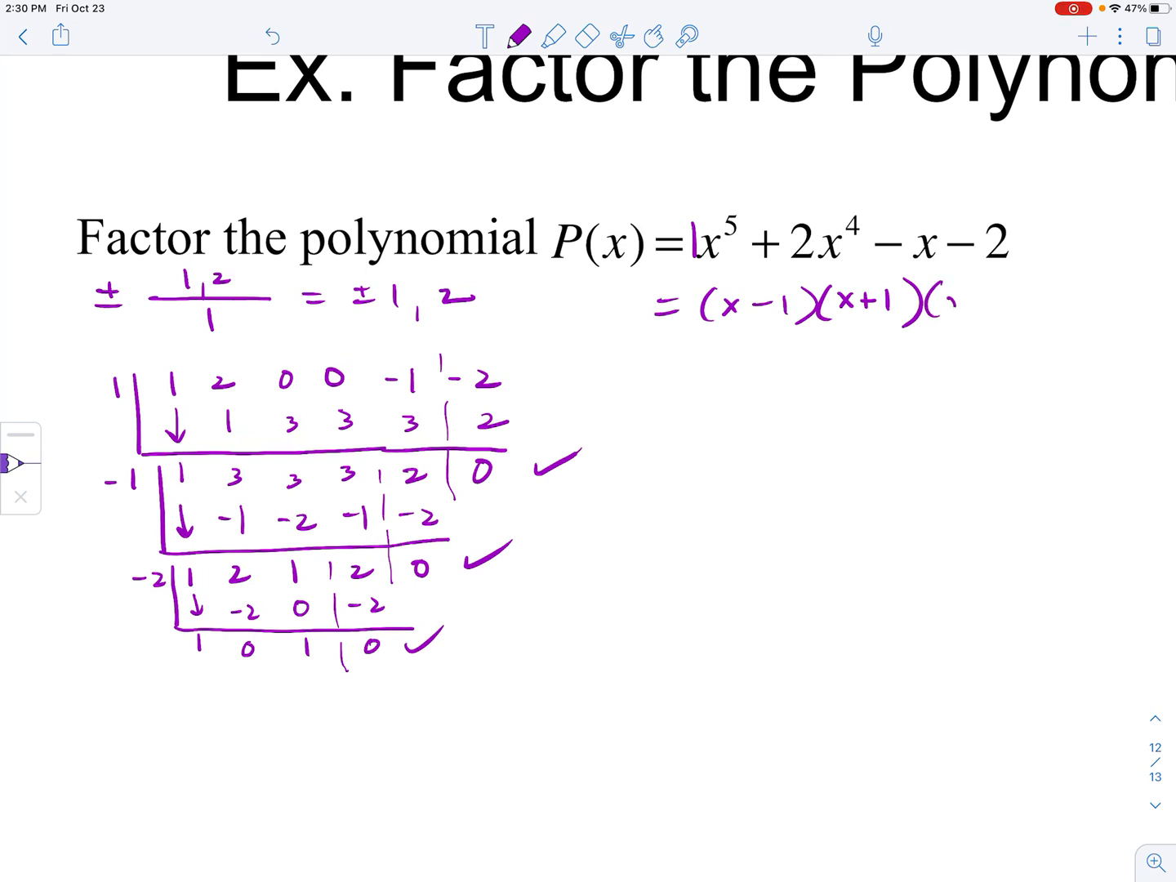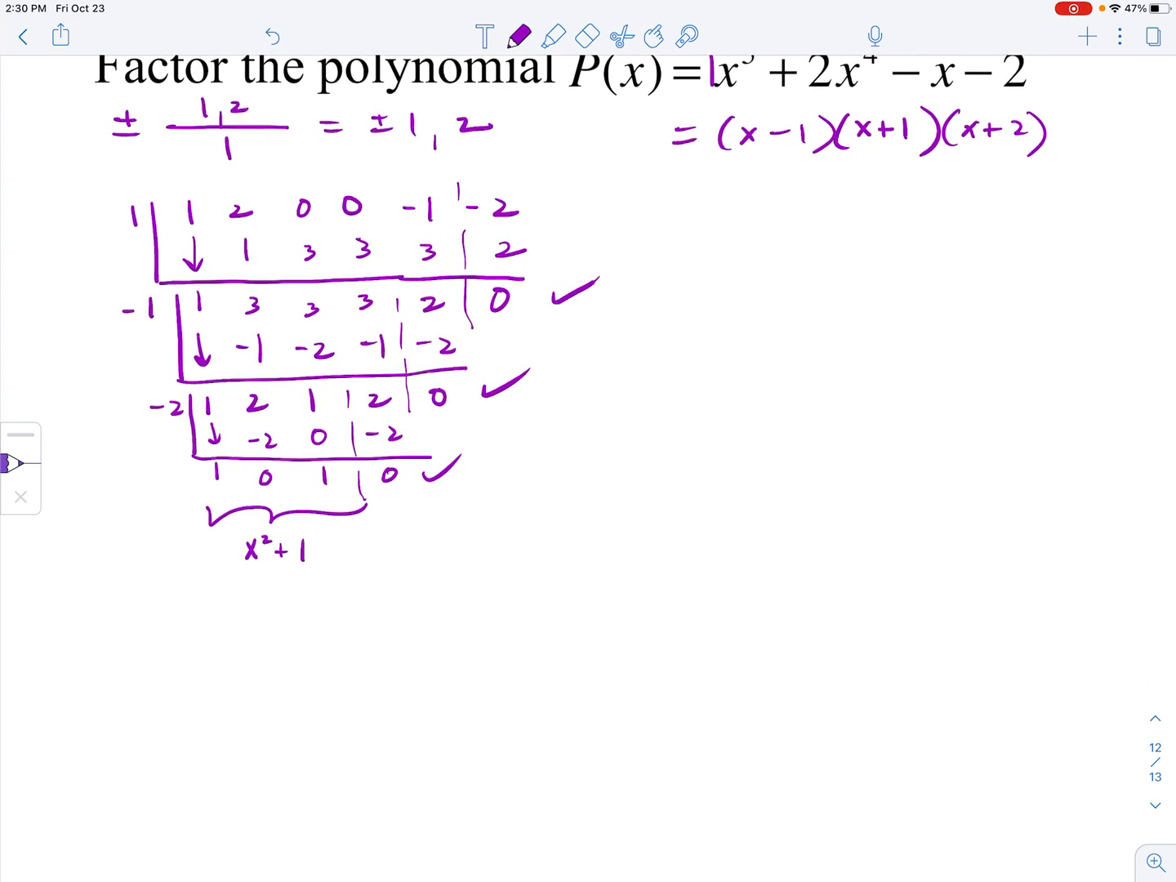Okay, so negative 2 works, meaning x plus 2 is also a factor. Notice this represents x squared plus 1, which you guys know is an irreducible quadratic factor. If we were to set x squared plus 1 equal to 0, right? Because this remaining factor right now is x squared plus 1. So factoring over the real numbers, that's done. But we're factoring over the complex numbers.